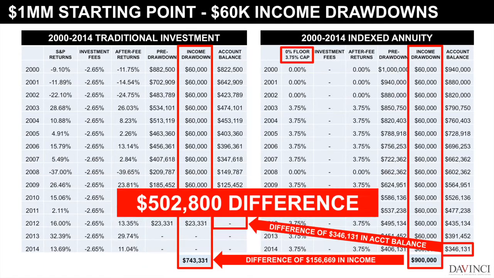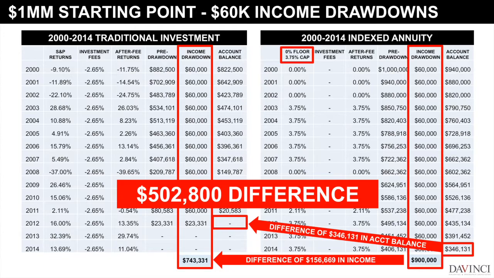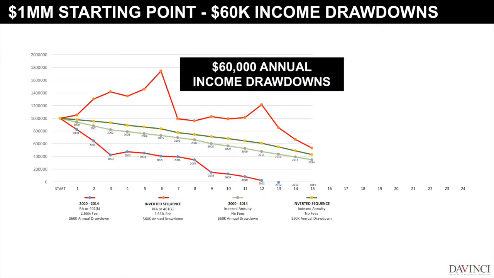Now add both of those up, and that's a $502,000 difference. I mean, that's pretty substantial. So here it is on a graph. Again, we see the traditional retirement account run out of income in the 13th year versus the index annuity lasting the full 15 years of income, plus having an ending account balance of $346,000. Again, in both of those scenarios, we were using the time period between the years of 2000 and 2014.